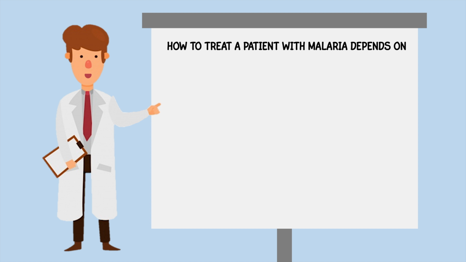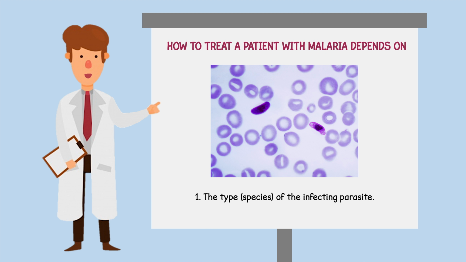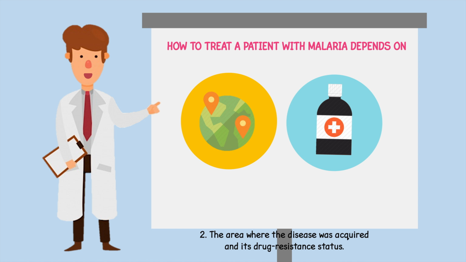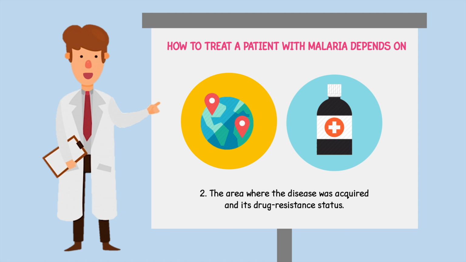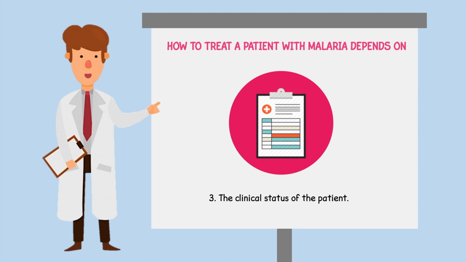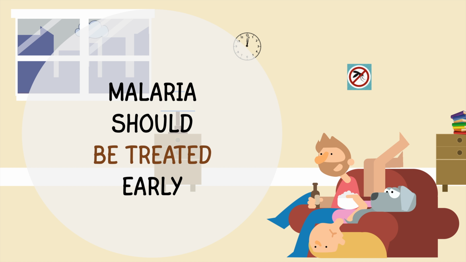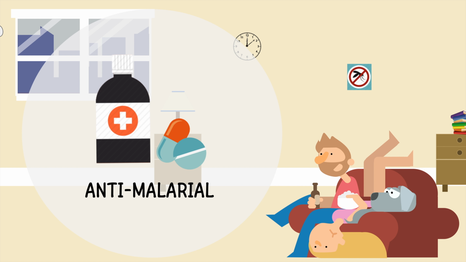How to treat a patient with malaria depends on the type of the infecting parasite, the area where the disease was acquired, and its drug resistance status. The last one is the clinical status of the patient. Malaria should be treated as fast as possible before it becomes serious and life-threatening. Several good anti-malaria drugs are available and should be taken early on.